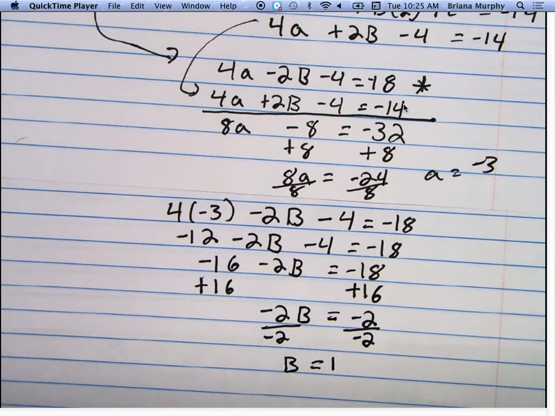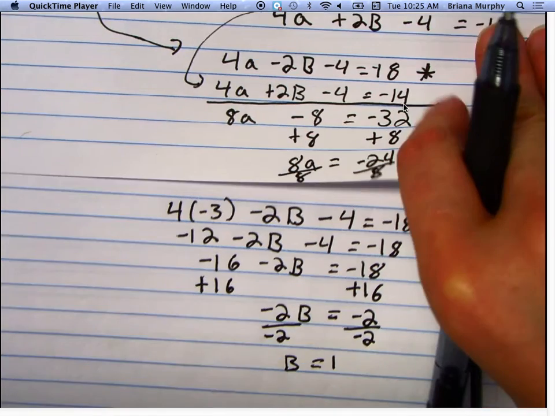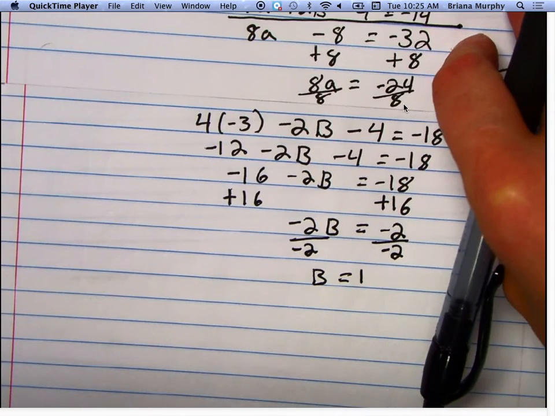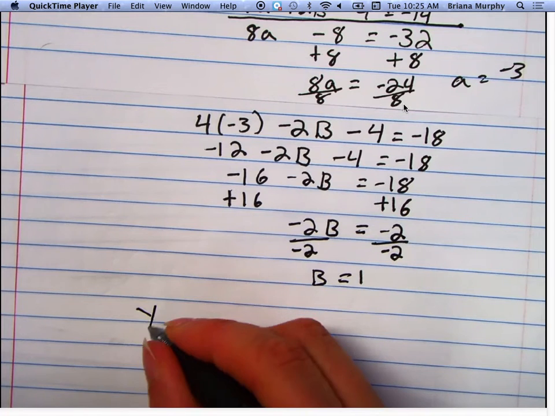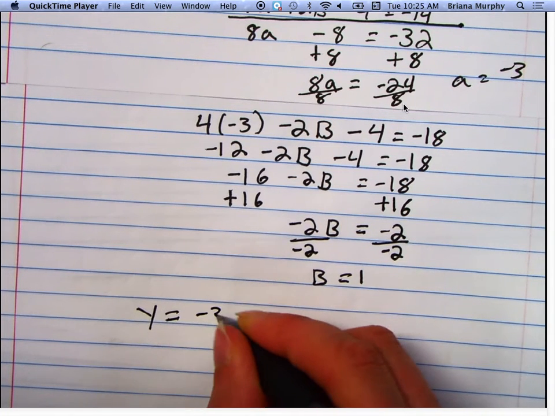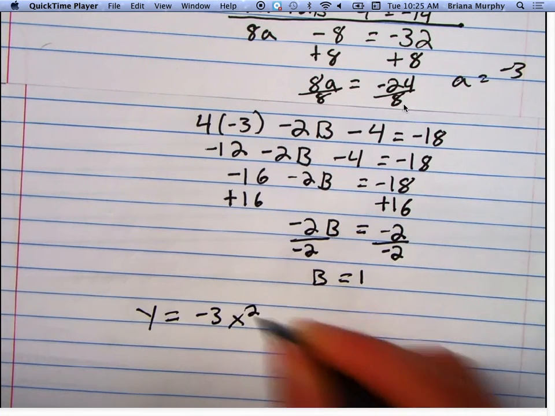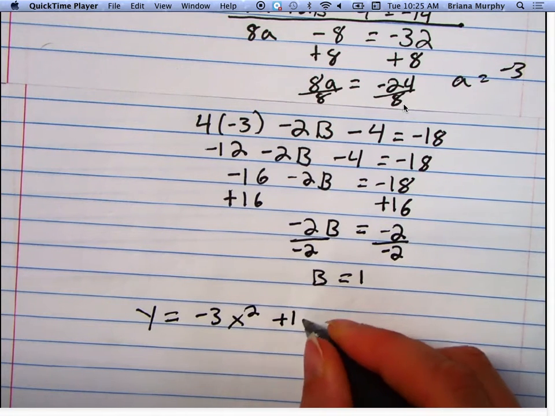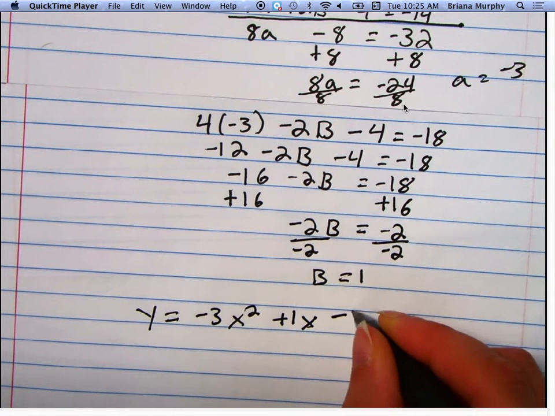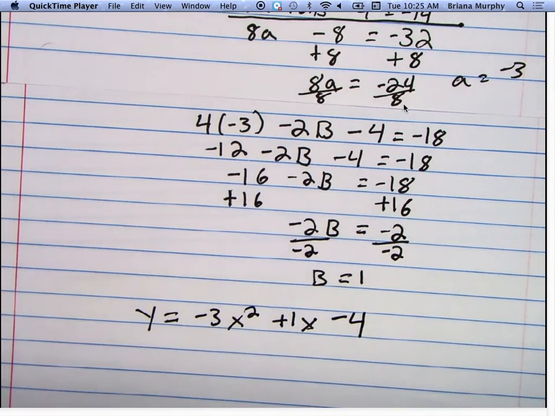So now I'm going to plug everything in. I have A, B, and C, correct? Okay, I'm going to move this up. So I get y equals negative 3x squared plus 1x minus 4. This is only one example. This is the easier example when you have C. I'm going to do another example where you don't have C.